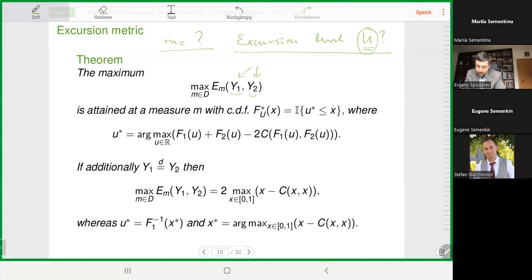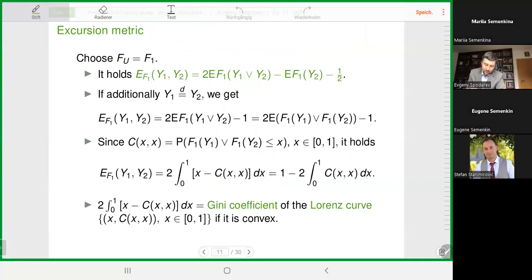But for the moment, let us just think what is the maximal possible choice, which measure maximizes this particular excursion metric. And it appears to be just an atomic measure, which is concentrated at a certain U star, which can be given this way. And it depends on the marginals of Y1 and Y2 and on their copula. If additionally we assume that Y1 and Y2 are the same in distribution, then we can even say that it depends only on the copula this way, which means taking M to be the maximum, a measure which maximizes the metric, is not informative. It is much more informative, say, to take the levels U to be distributed according to one of those variables, say, according to the distribution of the first one, Y1.